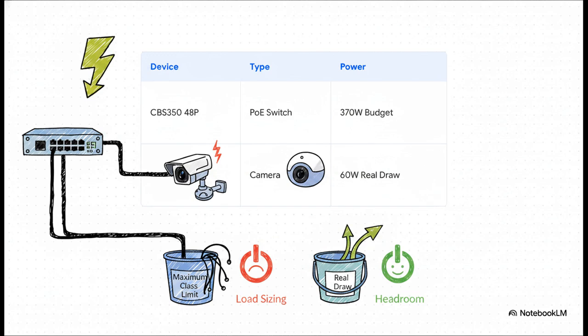A massive mistake people make is sizing their load based on the maximum PoE class limits. We don't do that. We size based on the real draw, meaning what the camera actually uses in normal operation. For example, an Access Q61 PTZ with a heater running might pull a real draw of 60 watts, but an indoor Access P32 dome is only drawing about 8 watts. If you assume maximum class limits for every single port, you're going to falsely overload your system on paper. By tracking real operating watts, PLEX gives you an incredibly accurate picture of your actual PoE headroom.